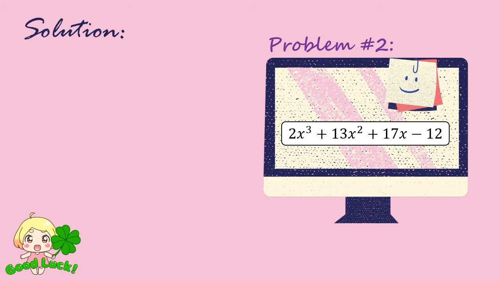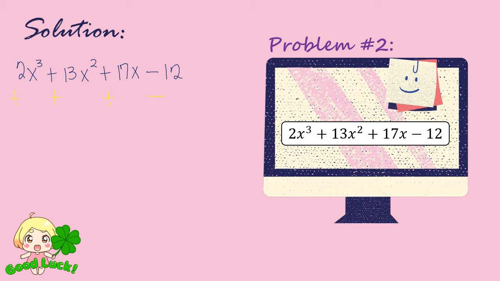We have here our polynomial 2x cubed plus 13x squared plus 17x minus 12. Let us consider the signs that are used in the given polynomial. The first term, we have positive. Second term, positive. Third term, positive. And fourth term, negative.